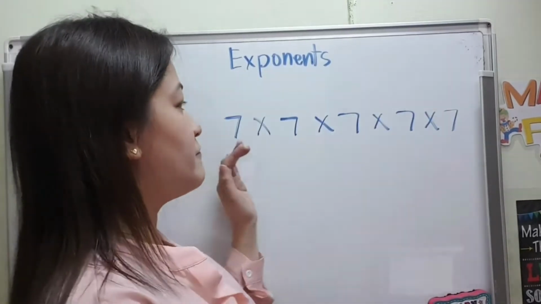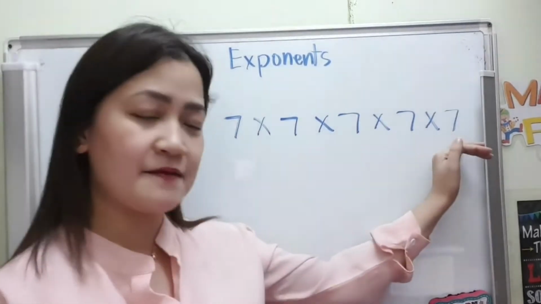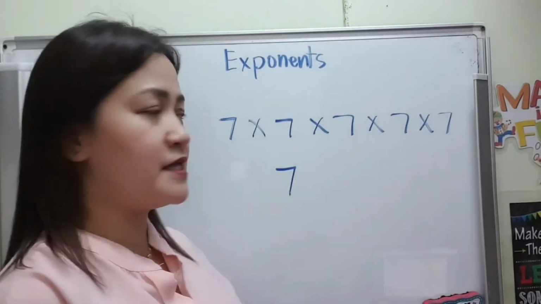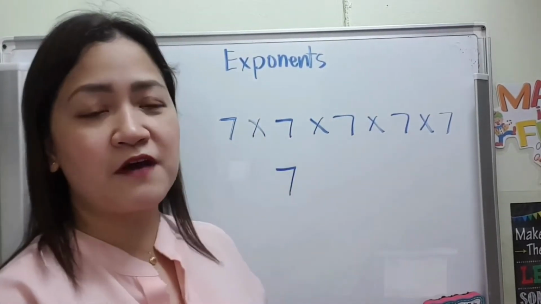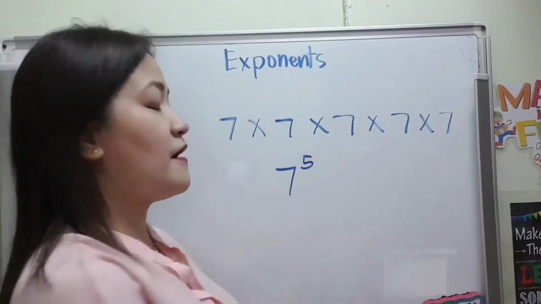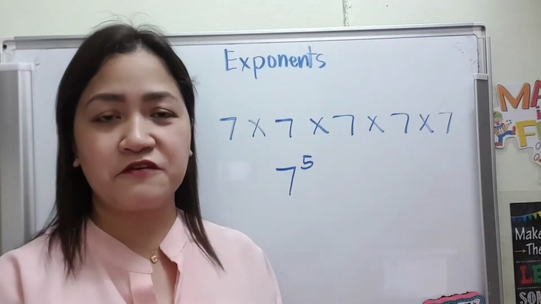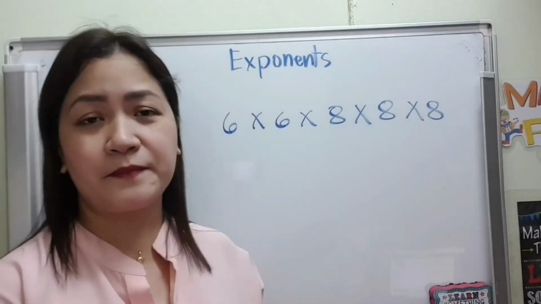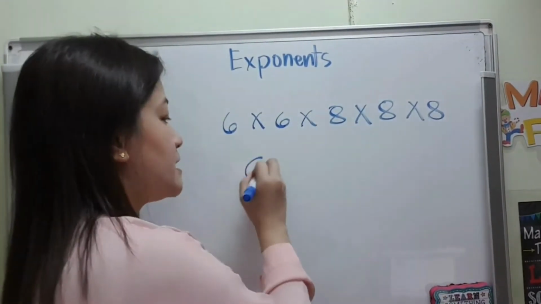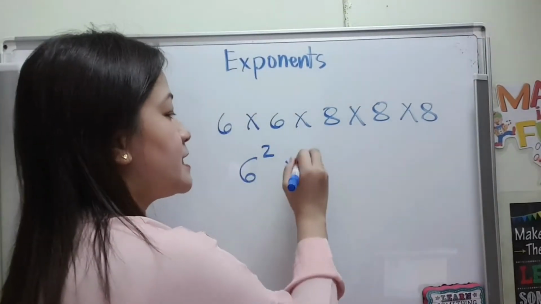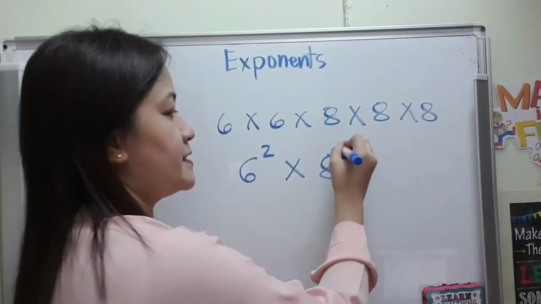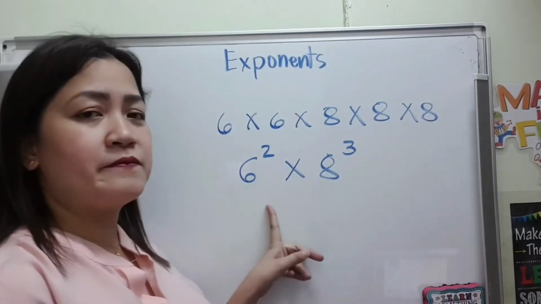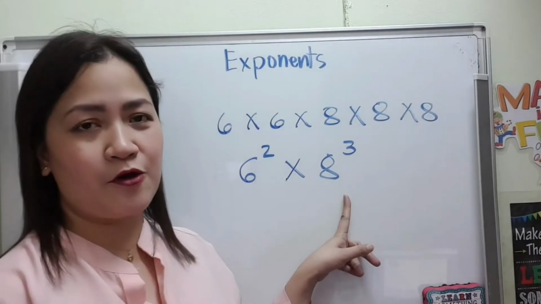Another example is 7 times 7 times 7 times 7 times 7. So the repeated factor will be our base, and that is 7. And it is repeated 5 times, so the exponent is 5. We read this as the 5th power of 7. In this example, the numbers 6 and 8 are repeated. So 6 is repeated 2 times, 8 is repeated 3 times. So it is written as the 2nd power of 6 times the 3rd power of 8.